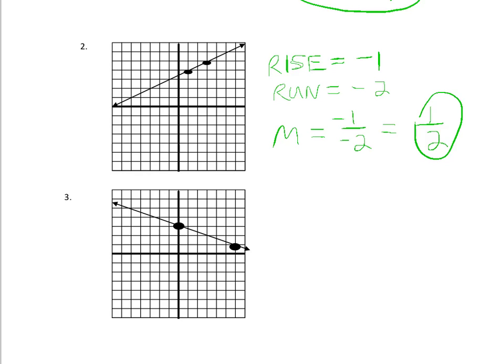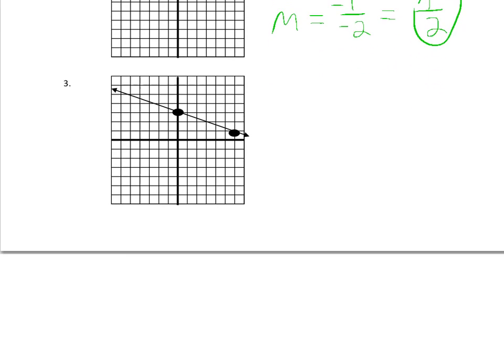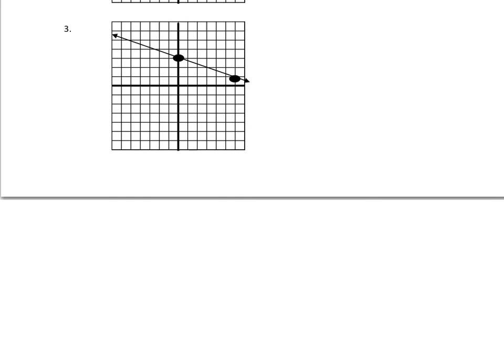Okay, let's do number 3. You can see how these are real quick. You just count the rise and the run. That's pretty much it. All right, I'll start with this point. So we're going to go down 1, 2 units. So since I go down, the rise is -2. So let's put here rise equals -2.